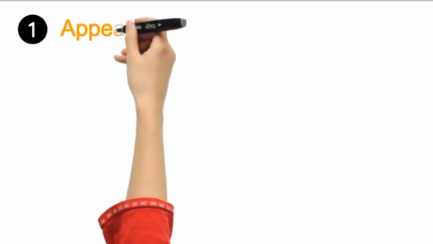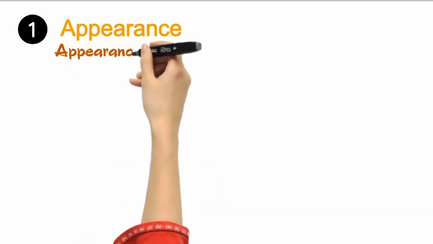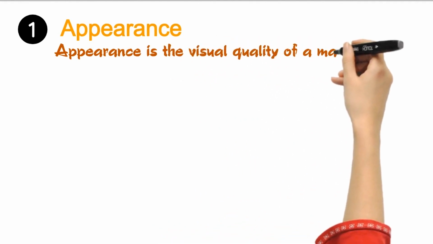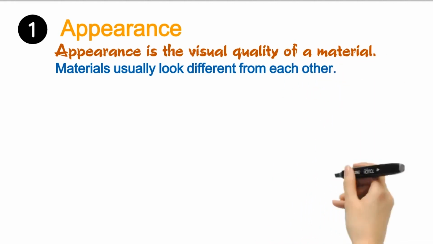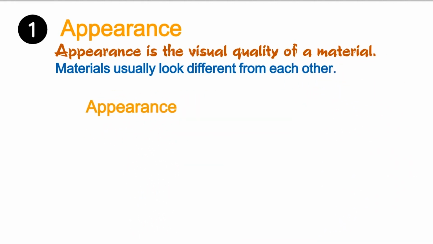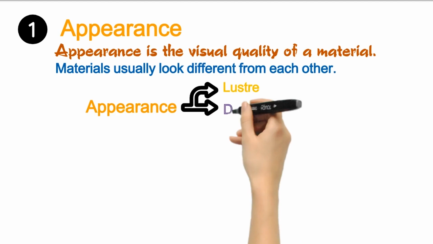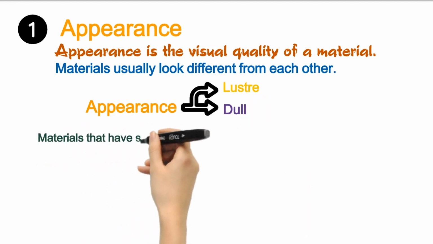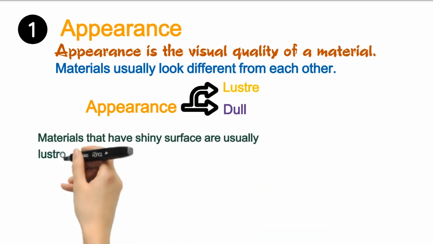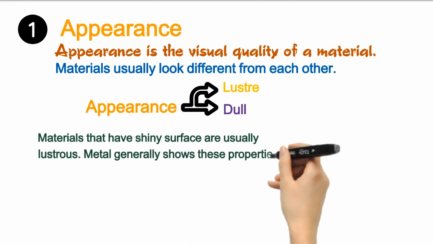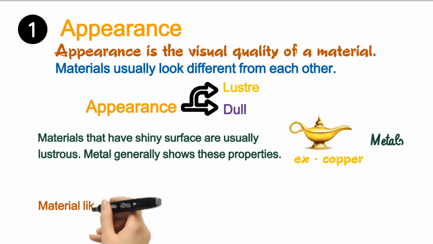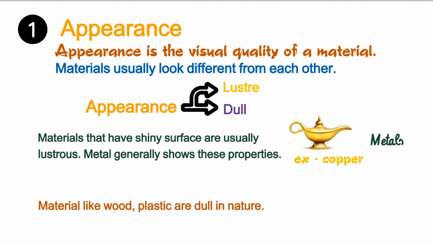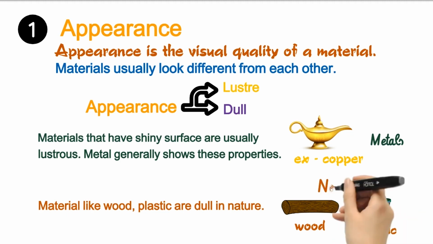Now let's start with our first property, appearance. Appearance is the visual quality of a material. Materials usually look different from each other. Appearance has two types. One is lustrous or shiny, another one, dull. Materials that have shiny surface are usually lustrous. Metals generally show this property, for example, copper. Materials like wood and plastic are dull in nature.